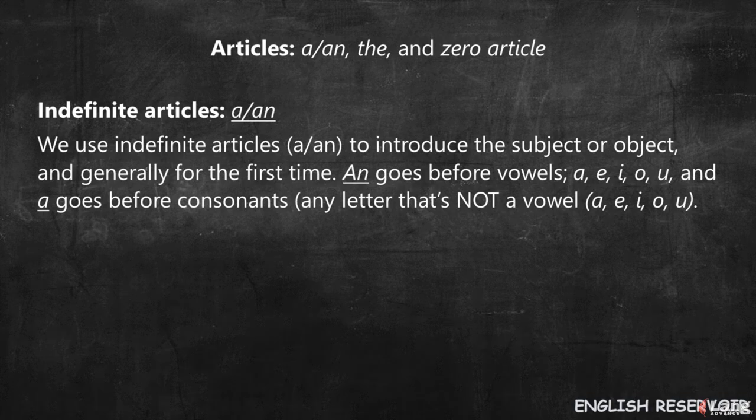Articles: a, an, the, and zero article. Indefinite articles: a and an. We use indefinite articles, a and an, to introduce the subject or object, and generally for the first time. An goes before vowels: A, E, I, O, U. And a goes before consonants, that is, any letter that's not a vowel.